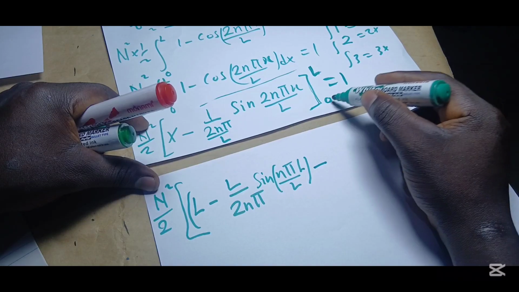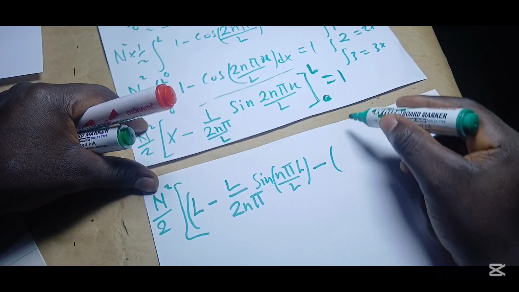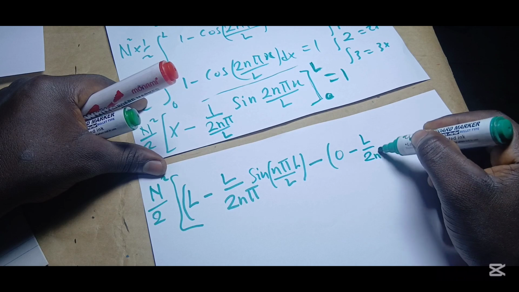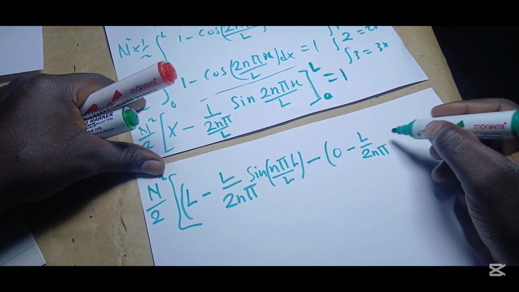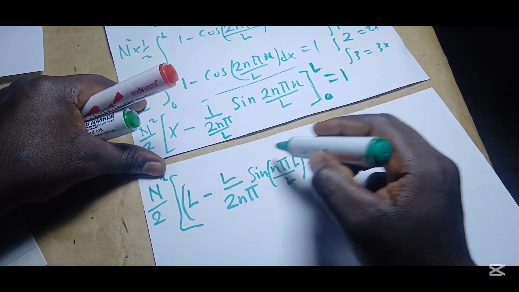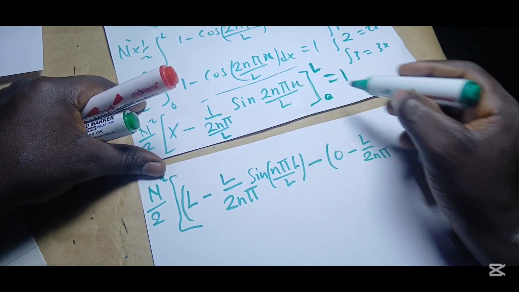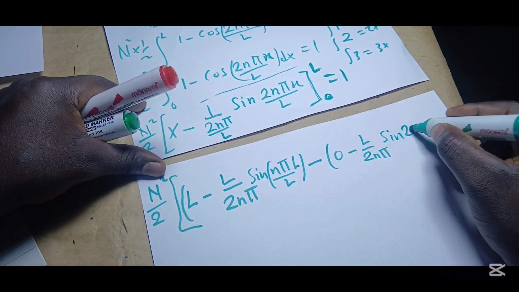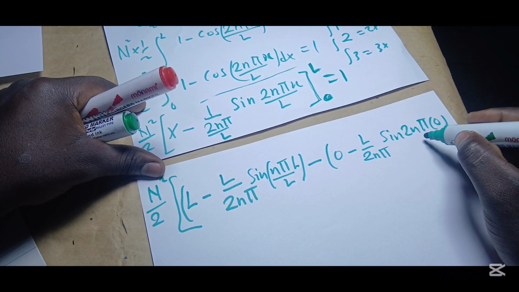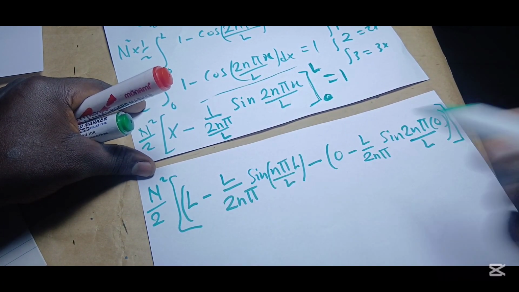Then minus, we now put in the lower limit. So we have x here. Wherever we see x, we put 0 there. The lower limit is 0. So minus L over 2n pi, then minus this minus sign, L over 2 pi, this term here, then sine 2n pi x. There is x there, so we put 0 there, the lower limit. Wherever we see x, we put 0 there, all over L. They are all multiplying n squared over 2.